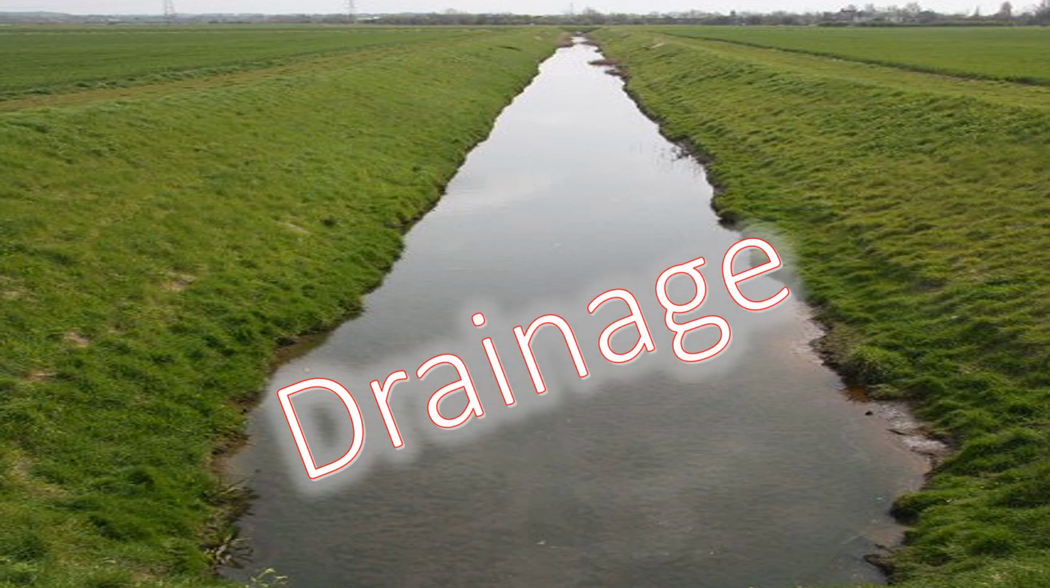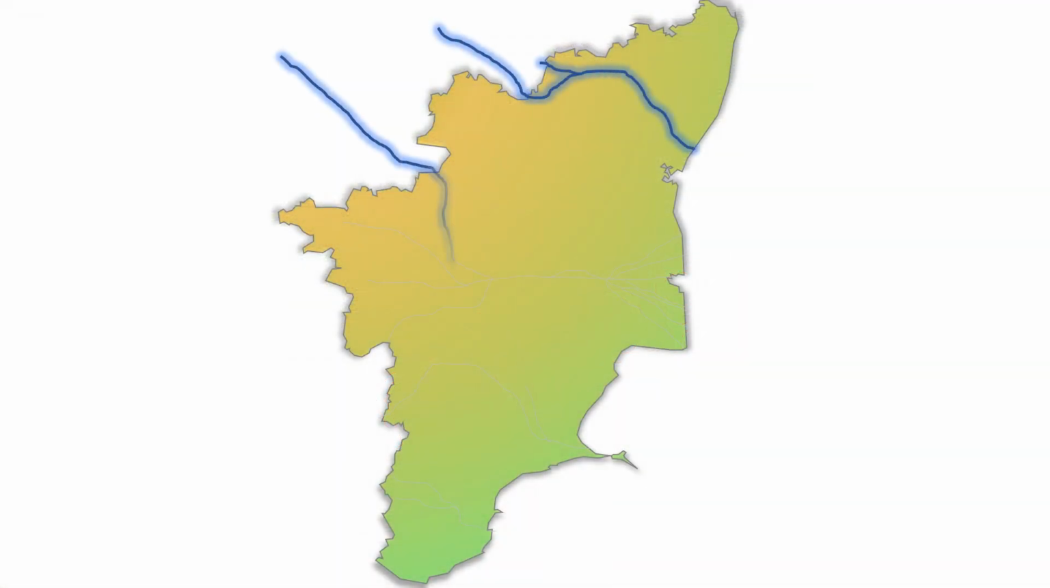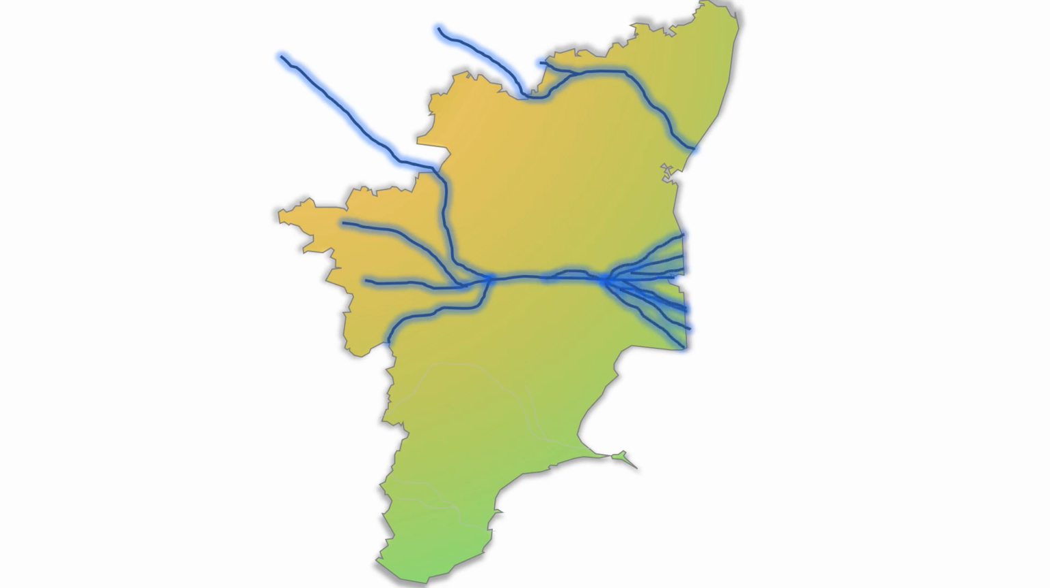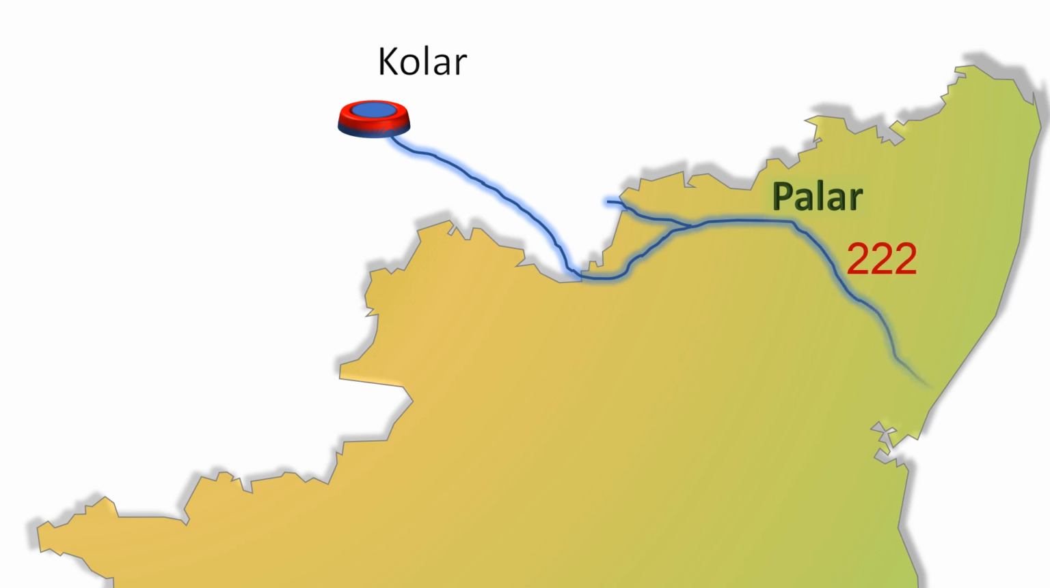Drainage. It refers to an area's river system. That is, small streams flowing from different directions coming together to form the main rivers. A few major rivers found in Tamil Nadu are the Palar. It originates from Kolar, travels a distance of 220 kilometers and drains into the Bay of Bengal.